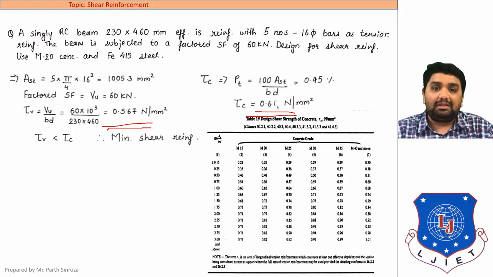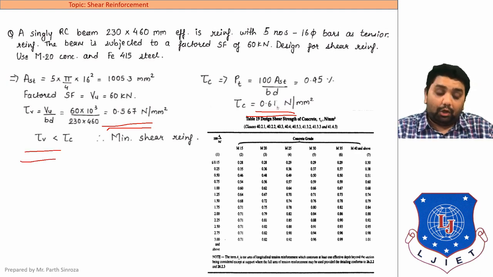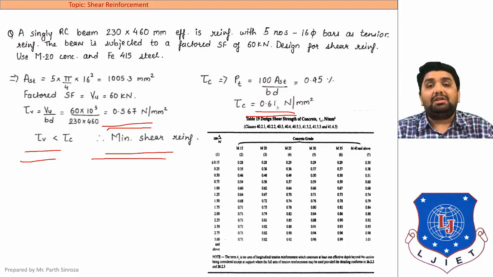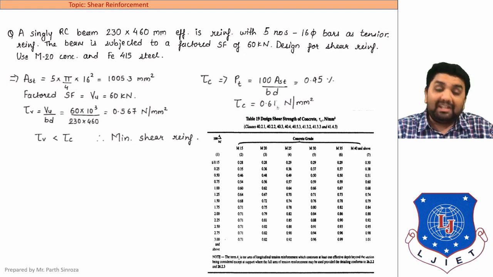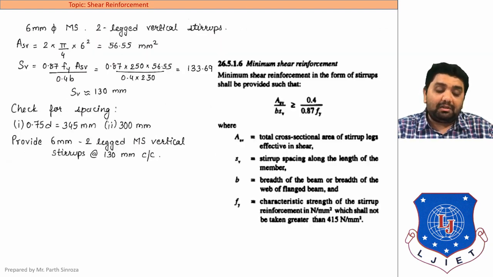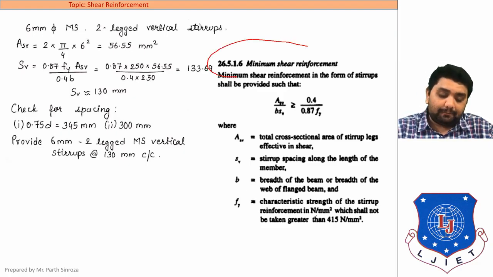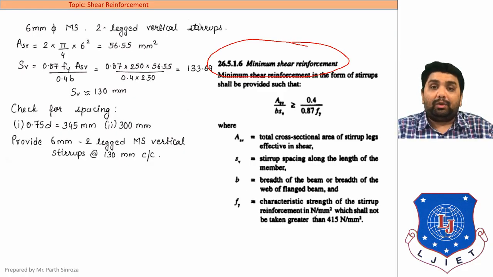So this is our second method in this chapter, that is, what to do when tau v is less than tau c. So whenever tau v is less than tau c, we will always design as per minimum shear reinforcement criteria. Clear? And what is the minimum shear reinforcement criteria? We have discussed it in the steps that we have seen. Clear? So moving further, for minimum shear reinforcement, you need to go to page number 48 of your IS code. From page 48, you will get this clause, that is 26.5.1.6, and you will be calculating SV from this value.